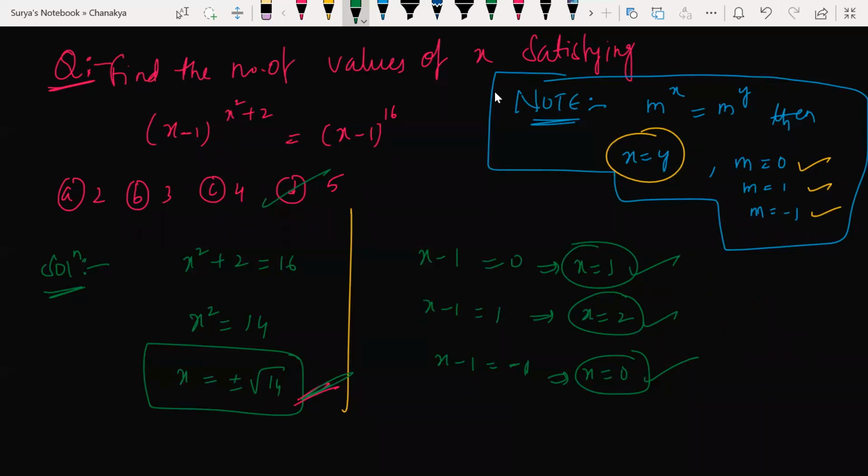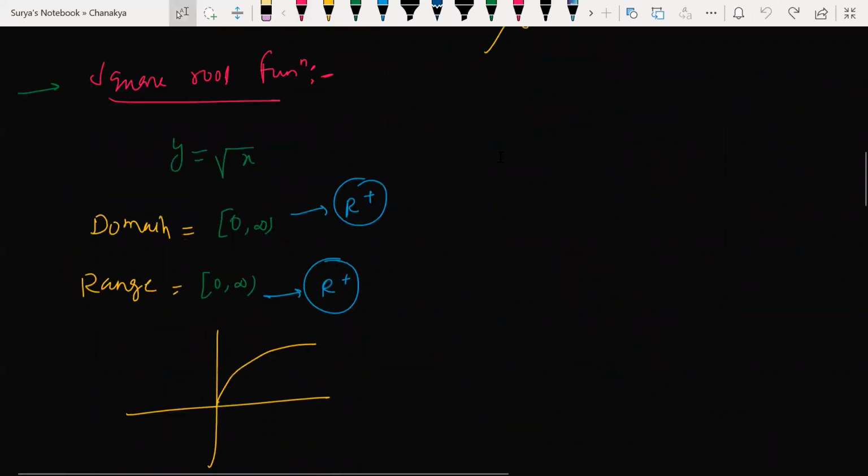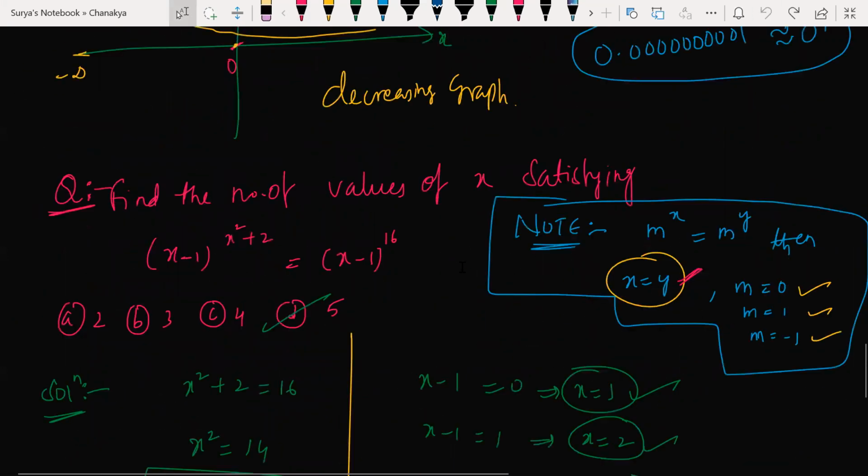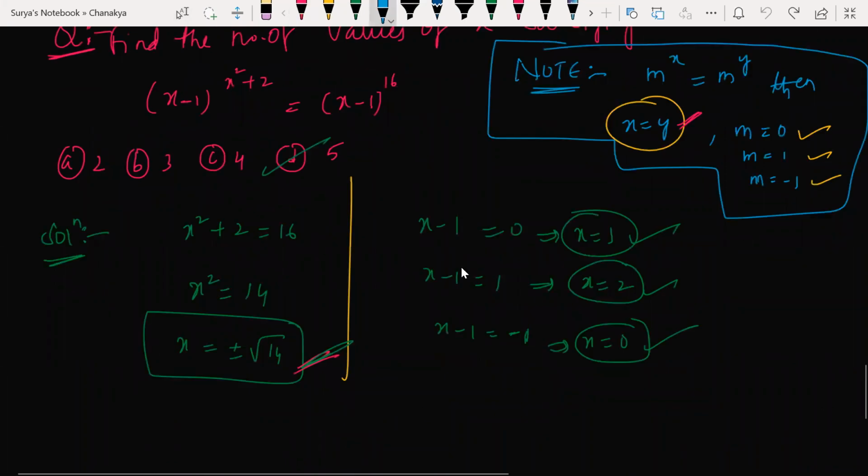Any doubts? Guys, are you able to understand? If m to the power of x, when the bases are same, I'll be equating the powers, right? It is possible when m value can be 0. Guys, it has gone fully up. When it is possible, m values can be 0 here, even m value can be 1, m value can be -1. All right. If I substitute 0, 0 to the power of x is equal to 0 to the power of y.